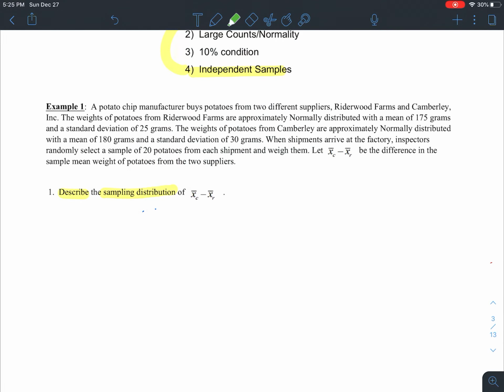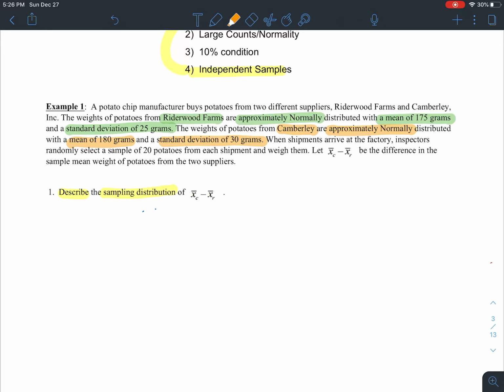A potato chip manufacturer buys potatoes from two different suppliers, Riderwood Farms and Camberley Incorporated. The weights of potatoes from Riderwood Farms are approximately normally distributed with a mean of 175 grams and a standard deviation of 25 grams. The weights of potatoes from Camberley are approximately normally distributed with a mean of 180 grams and a standard deviation of 30 grams.